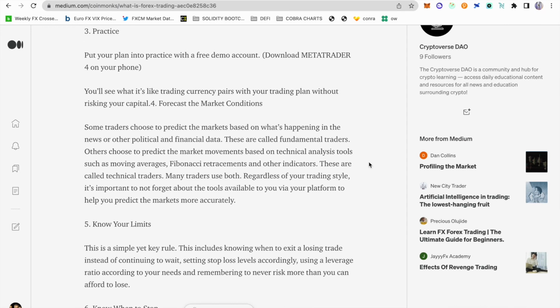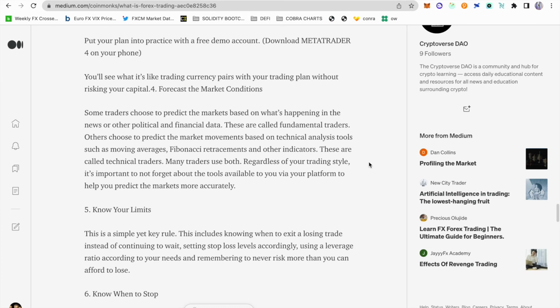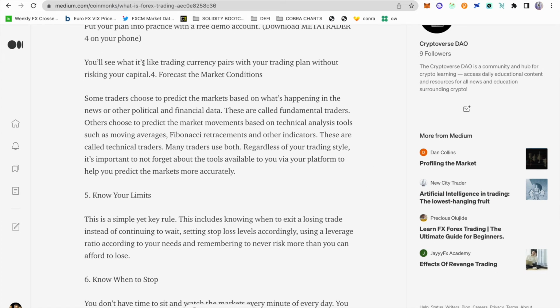Practice. Practice is very important. Put your plan into practice with a free demo account. So download MetaTrader 4 or 5 on your phone. You'll see what it's like trading currency pairs with your trading plan without risking your capital.